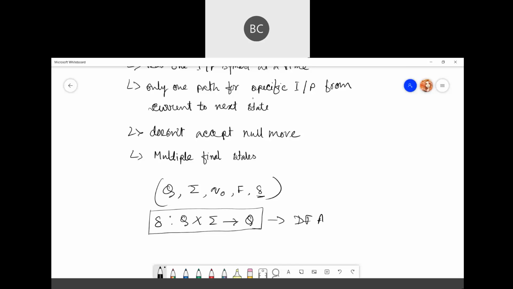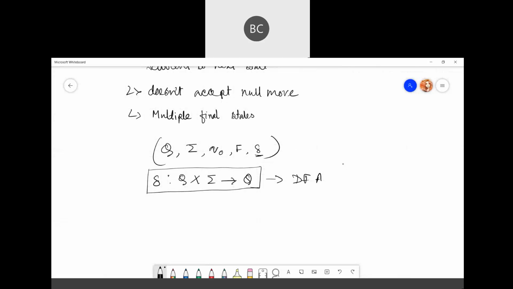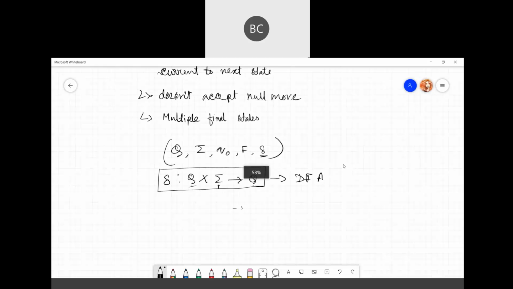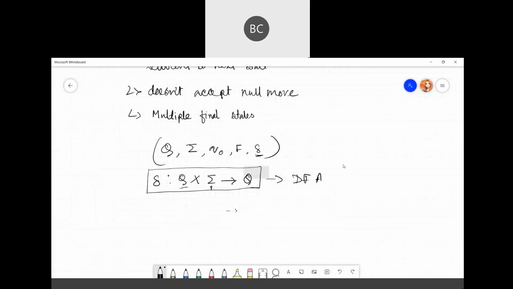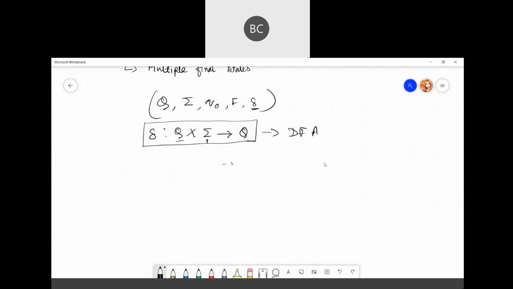Always remember that. So what's the meaning? Basically, Q means a state. So if it is in a current state, it will take one input symbol and it will transit to another state. So Q is a state, sigma is an input symbol, and Q is another state. So I'm giving a very simple example of how we can represent it.